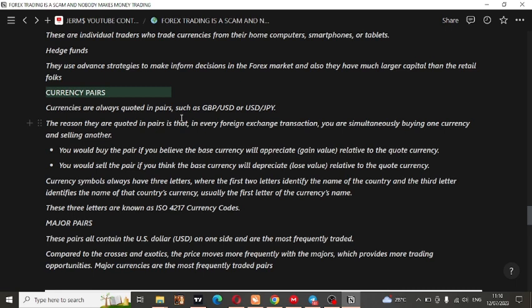The reason why they are quoted in pairs is that in every foreign exchange transaction, you are simultaneously buying one currency and selling another. You will be buying the one we think is going to gain more strength, but selling the one we think is going to lose strength. So that's how it always works. Have it in mind: you would buy the pair if you believe the base currency will appreciate relative to the quote currency.